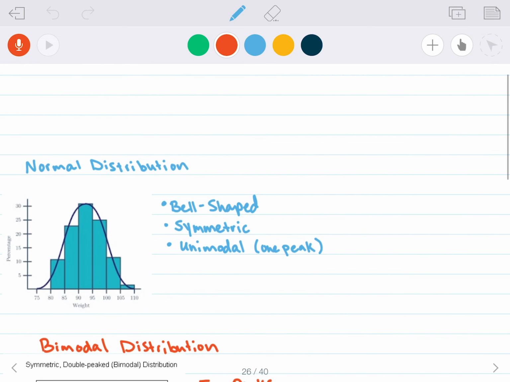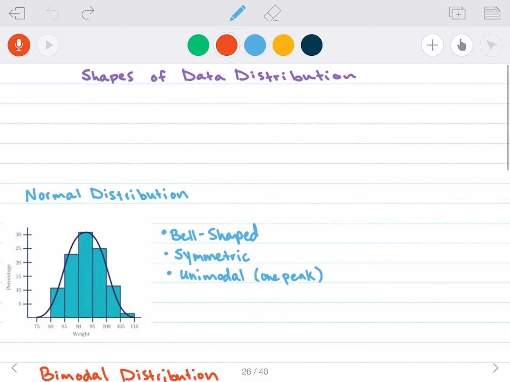Okay, let's talk about some different shapes of graphs that we have, or data distribution. Now again, as I mentioned, you don't have to go too in depth with this stuff. Really, you just need to know some general principles here.